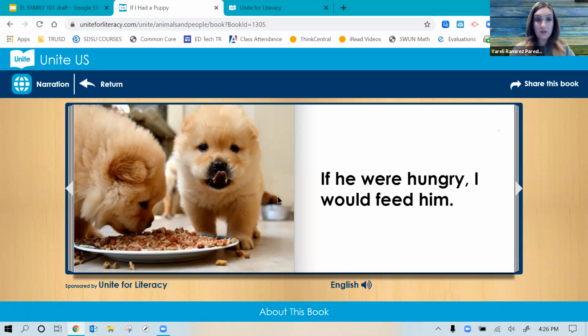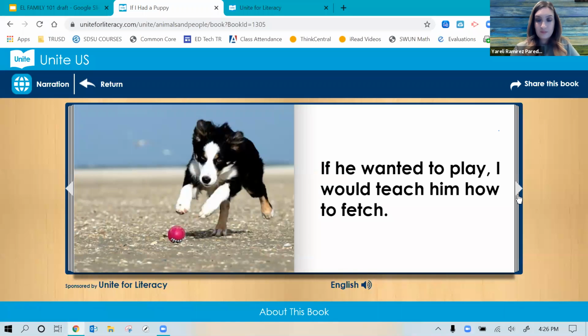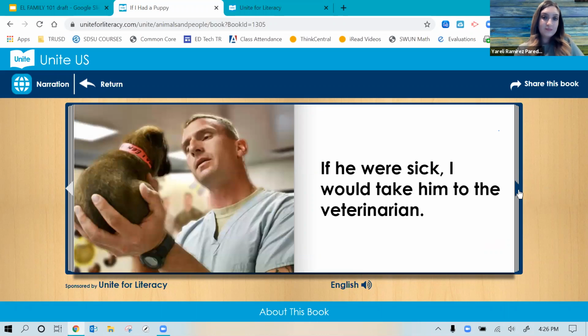Now let me go ahead and continue. If he wanted to play, I would teach him how to fetch. If he were sick, I would take him to the veterinarian. I wonder what a veterinarian is. Do you know what it is?